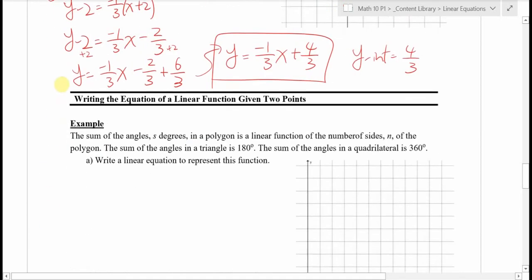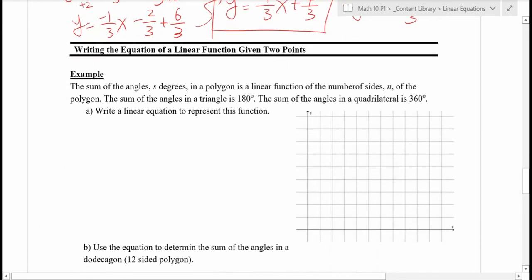Hopefully it's not too bad. All right, let's try to do some more problems here. Here it says the sum of the angles s degrees in a polygon is a linear function of the number of sides n of the polygon. So the sum of angles s degrees is a function of the number of sides. So it's going to be s of n. The independent variable here is n, and s is the dependent variable.